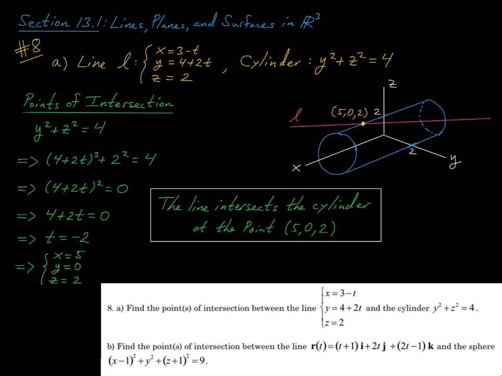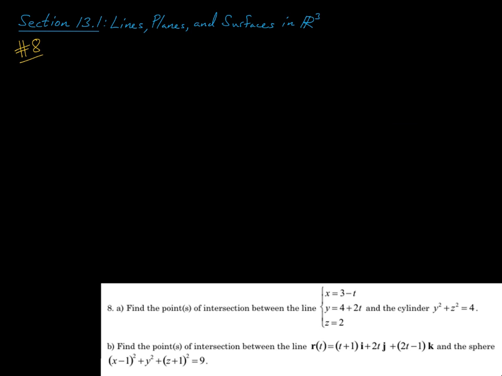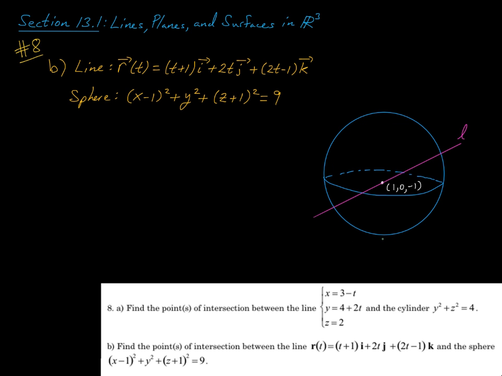Okay, great. So now moving on to part B, it says find the point or points of intersection between the line described by this vector function r of t, which is (t plus 1)i plus 2t j plus (2t minus 1)k, and the sphere described by the equation (x minus 1) quantity squared plus y squared plus (z plus 1) quantity squared is equal to 9. Okay, so I have a sphere here, and here's our line.